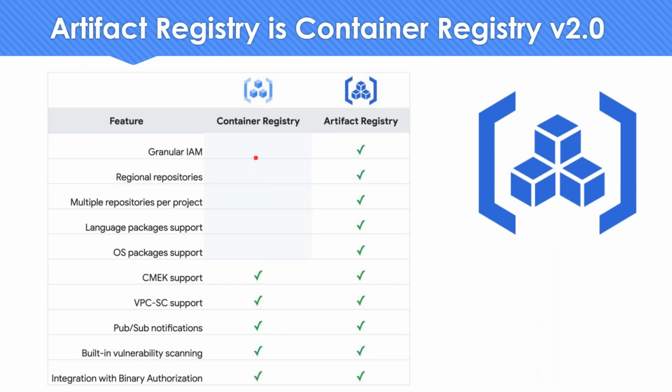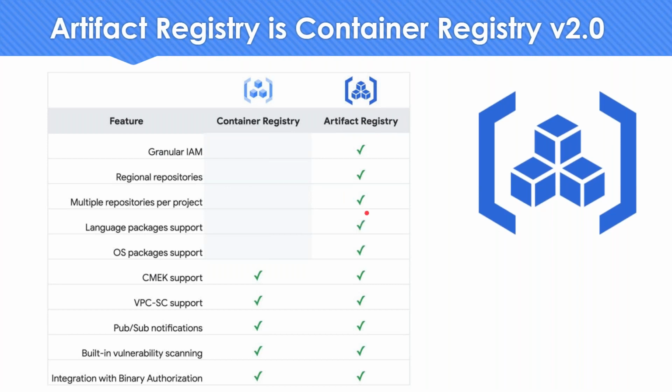If you were to give access to only one specific group, that kind of stuff is not possible. You cannot create repositories in a specific region. It's usually going to be multi-region in Container Registry. Language support is not there. If it's Java, you will have support for Maven. If it's Node.js, you will have support for NPM. So that language-specific support is not there in Container Registry, but Artifact Registry provides that. And there are a few other features which Artifact Registry provides very easily.